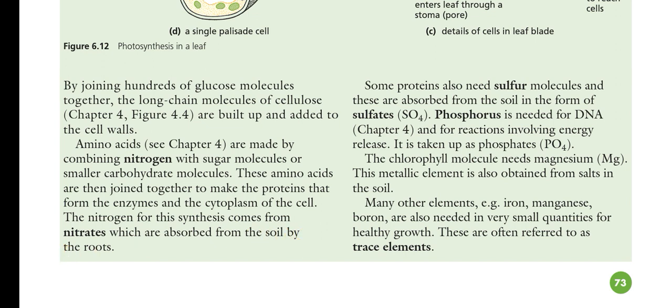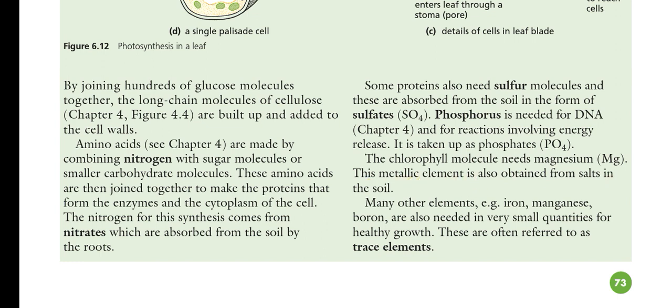Many other components can be taken up by the plant. Sulfur is also a component of many amino acids that form proteins. Some proteins need sulfur, and it is absorbed from the soil in the form of sulfates. Phosphorus is needed for DNA and for reactions involving energy release, and it is taken up as phosphate. Chlorophyll molecules need magnesium ions.